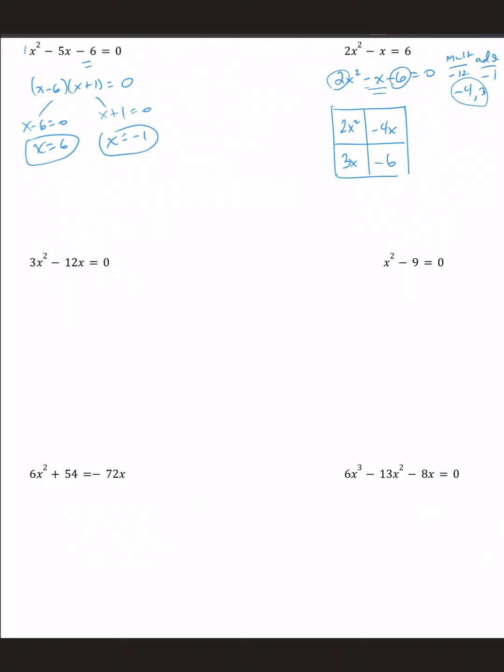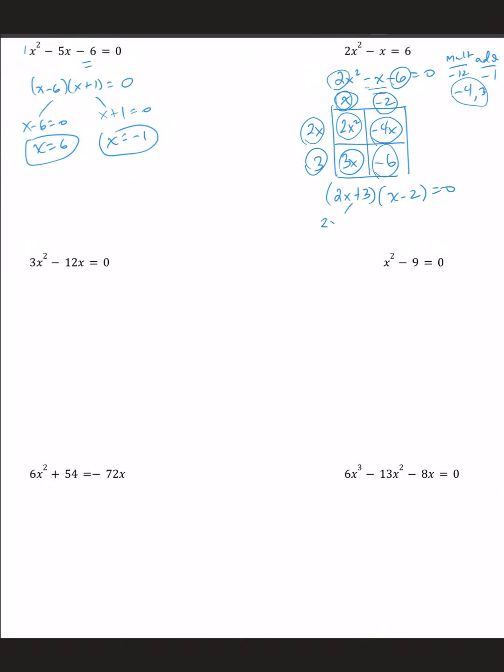I'm going to look at the first column and pull out the greatest common factor. Notice the numbers only have a common factor of 1, but I can pull out an x. And then I'm going to go around the box. So let's see, this is x, this is 2x squared, so this would have to be 2x. This is 2x, this is -4x, so this would have to be -2. This is -2, this is -6, so this would have to be 3, and then I can check that 3 and x give me 3x. So my factors are 2x plus 3 and x minus 2, and those equal 0.